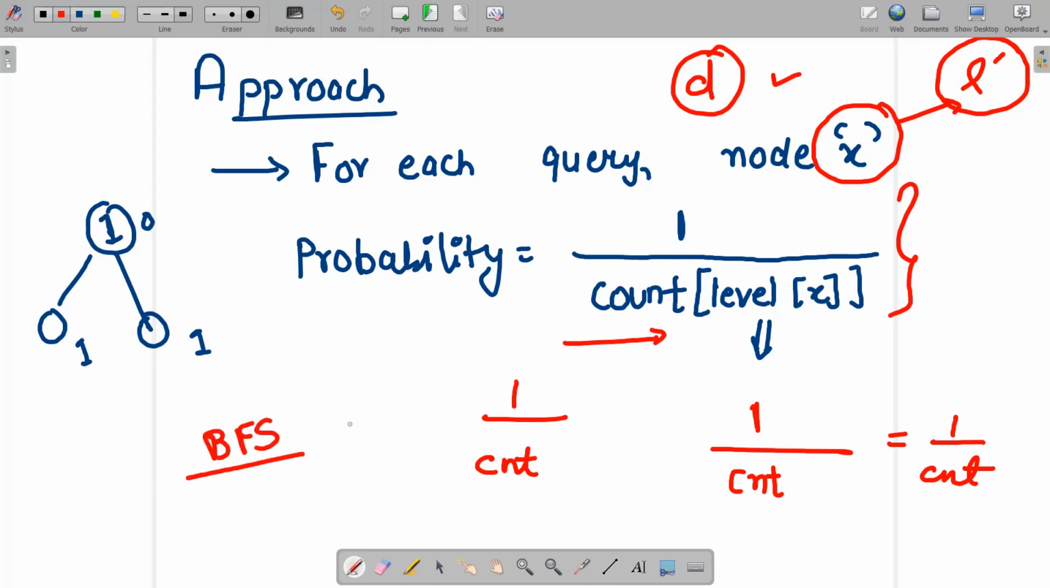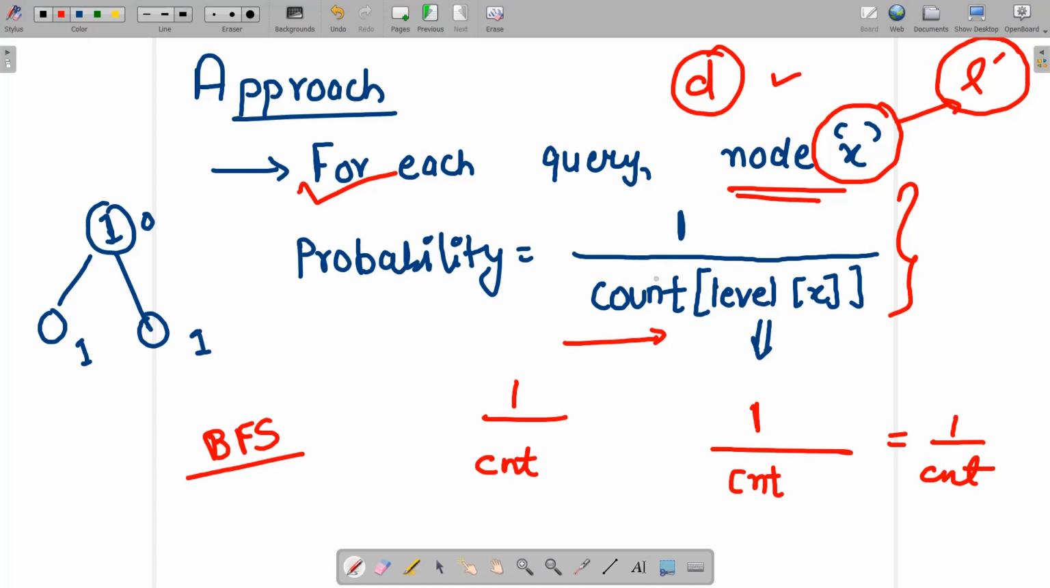Okay, so we will just find out the level of each node, and if we are done with that, then we will just store the number of nodes present in each level. Okay, then for each query, if you have been given the node x, we will just find out 1 divided by the number of nodes present on the level of x. Okay, and again I'm just explaining it like this.